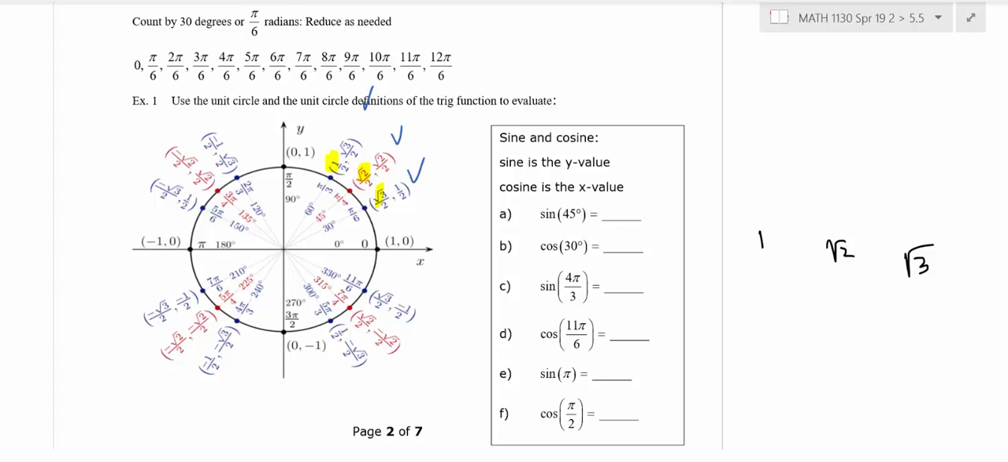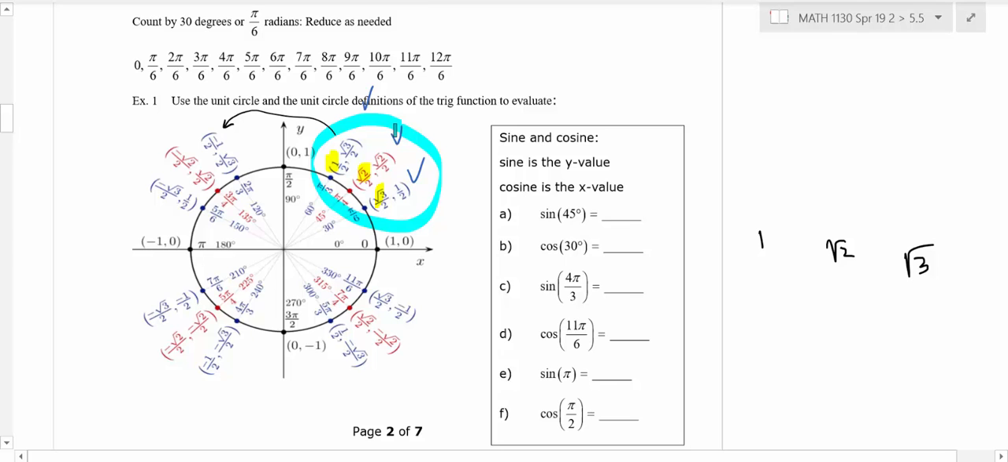So to me, if you can figure these 3 points out, then the rest are logical. This is just negative, the x changes to negative, and so forth. So if you can figure out how to get those 3 points, then it's pretty easy to do the rest.